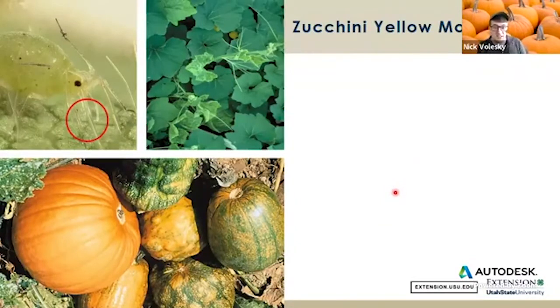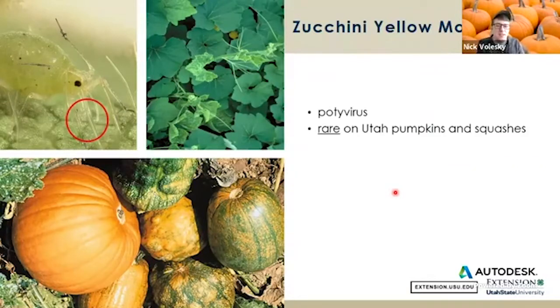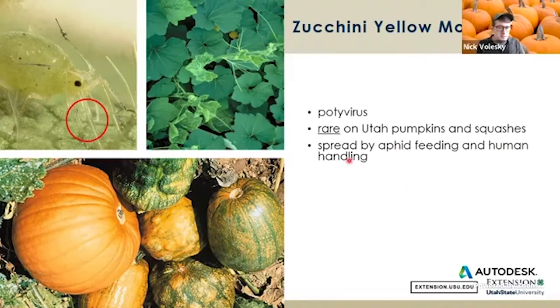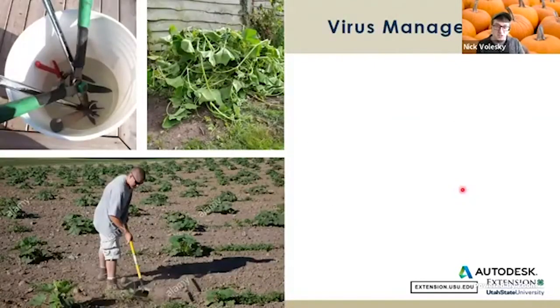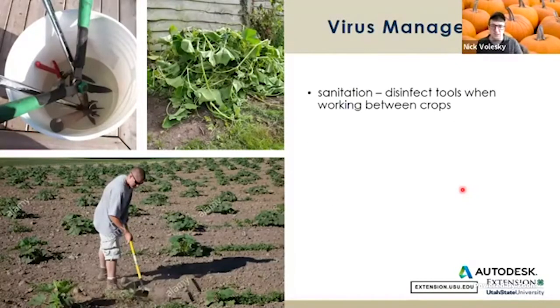And then lastly is zucchini yellow mosaic virus. This is in the potyvirus family. This is a rare one that we don't see a whole lot in Utah. But again, same thing, it's spread by aphid feeding and human handling. It causes stunted plant growth. You get these warts and distorted colorations on our fruits.